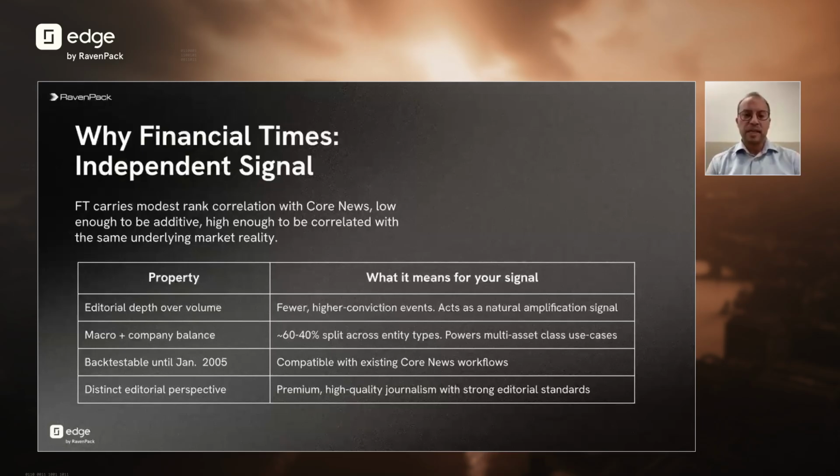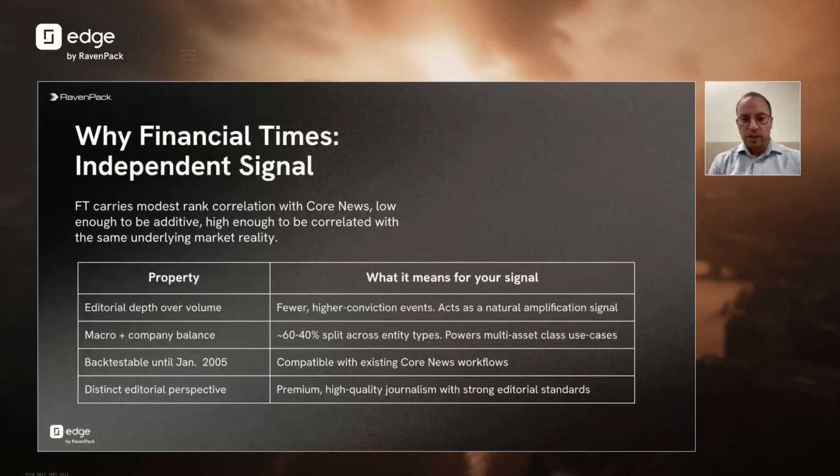If we look at the general coverage, we can see that there is a tilt towards more macro, and we are seeing a 60-40 split between macro and company data. But while you have this tilt, it can cater for many different use cases across multiple asset classes. And I will cover 3 different use cases as part of the study today.